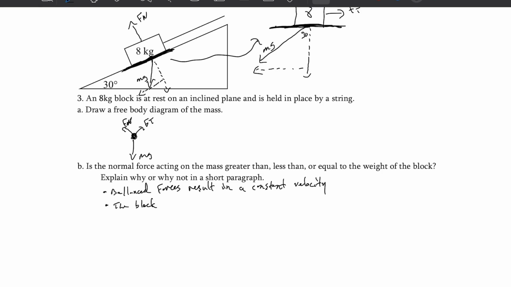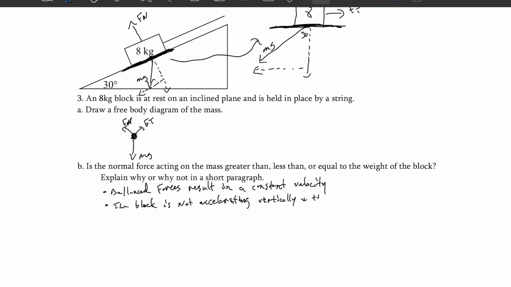And then maybe why again, so that we start with a physics fact, then we apply the fact to the problem, then we answer the question with our final sentence. Bullet points are the easiest, but if you love paragraphs, go for it. This is what I have. Balanced forces result in a constant velocity. Sounds like a physics fact to me. Sounds like it applies to this problem.